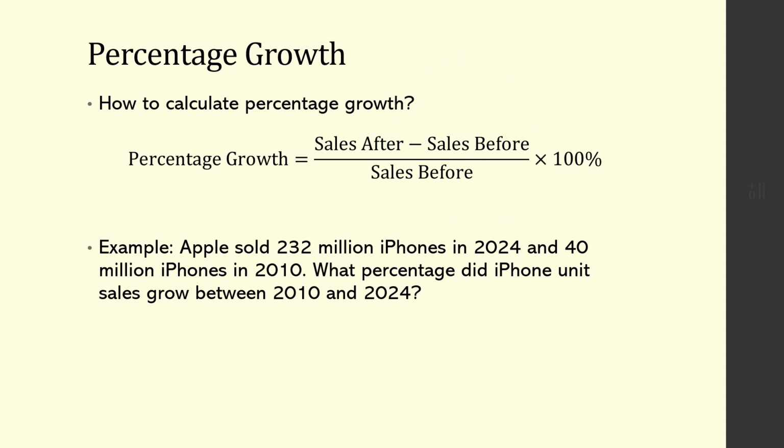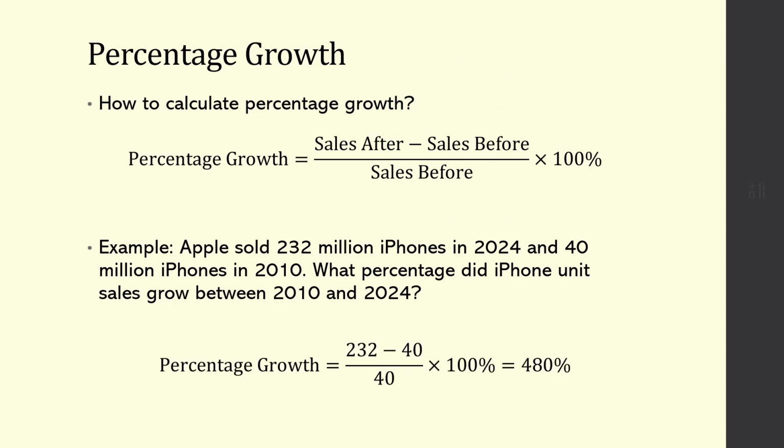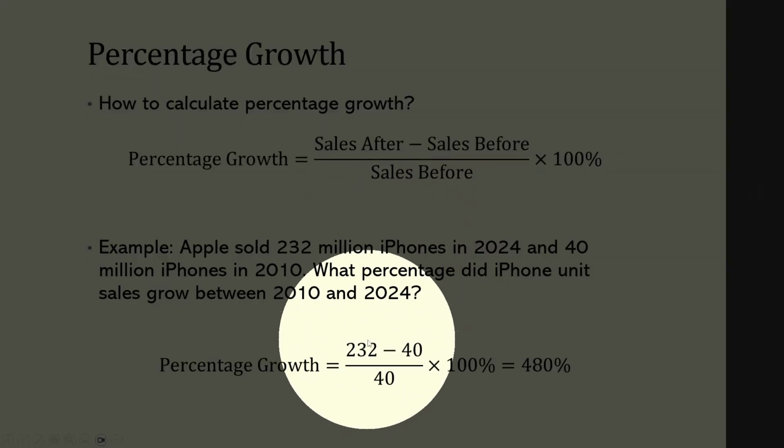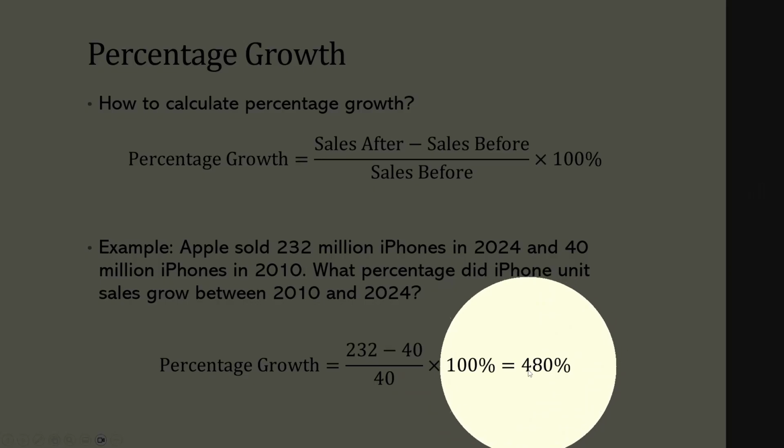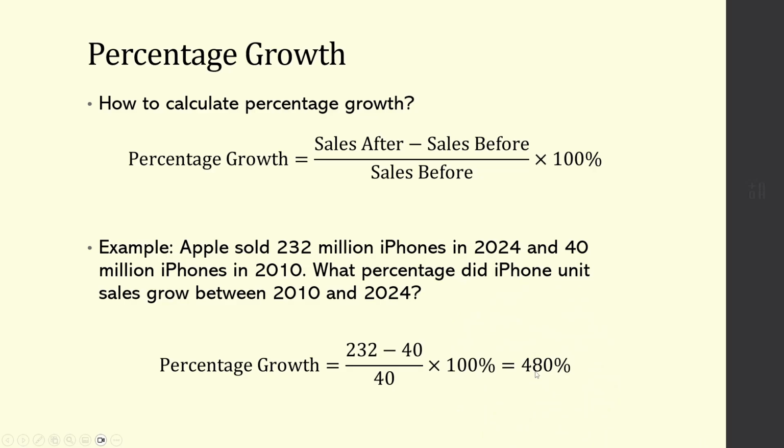In order to calculate the percentage growth, we have percentage growth equals 232 minus 40 divided by 40 times 100%. And the result is 480%. So the conclusion is between 2010 and 2024, iPhone sales has grown 480%.